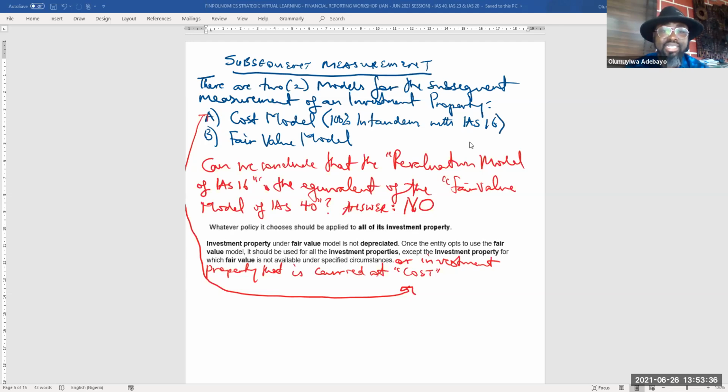Now, as I've said earlier, let us look at all what I've said, that I tend to explain, the fair value model. Sorry, just a moment. Yeah.